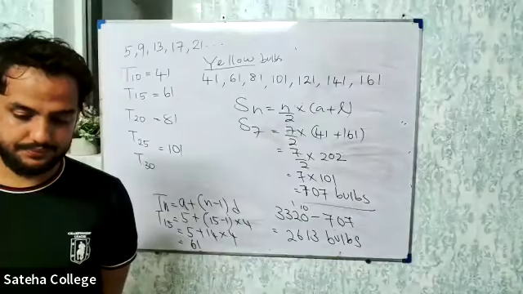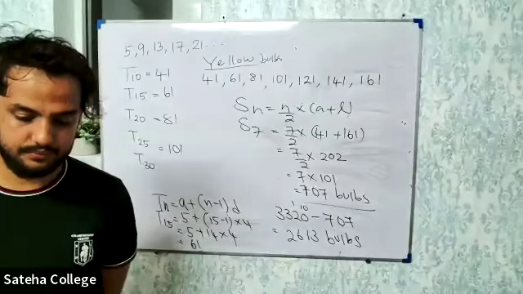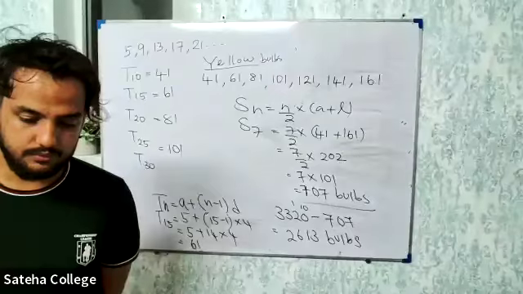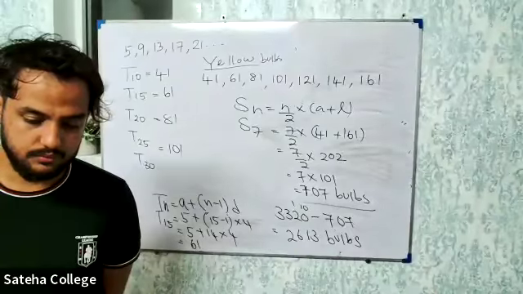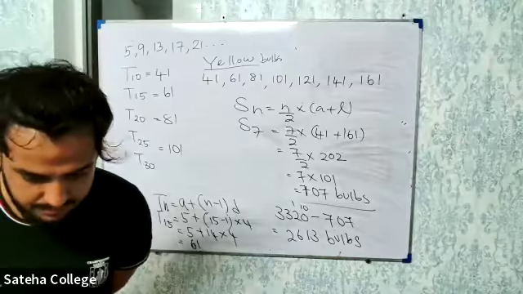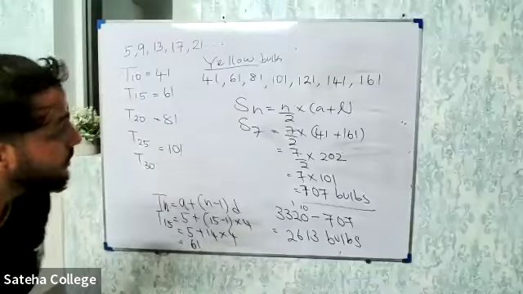Is that clear, guys? Excuse me, sir. Bianca? Sir, can you please explain how you got that number of yellow bulbs? Number of yellow bulbs? Yeah, sir.